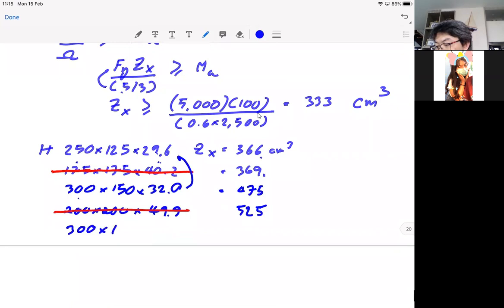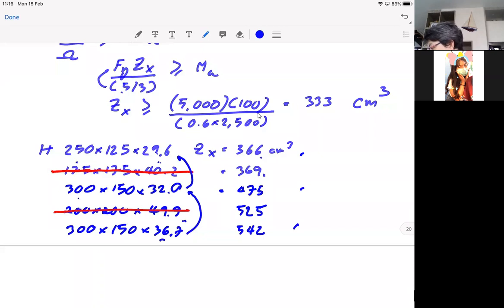300 by 150 by 36.7. The weight is a little bit more than this, but still a lot less than 200 by 200, with a larger plastic section modulus. So, you know, say this will pass, this will pass, this will pass.